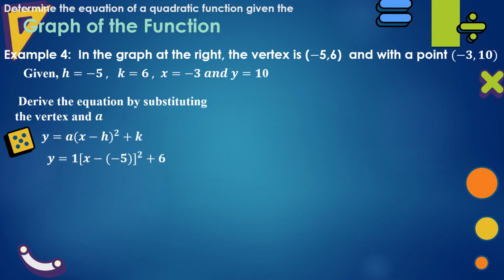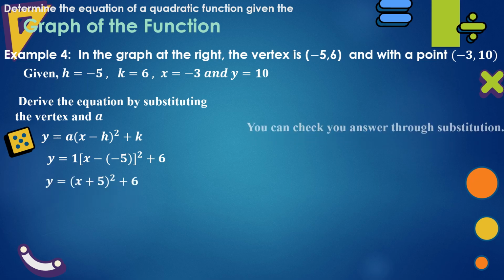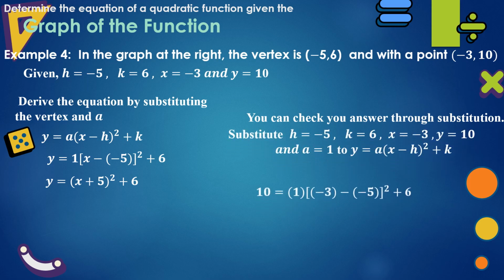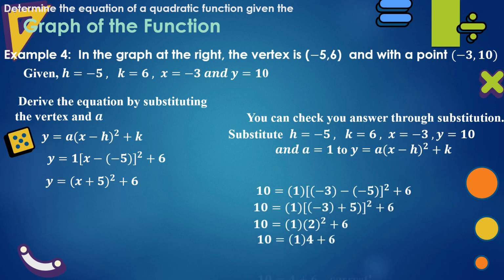Derive the equation by substituting the vertex and a. A is 1, h is negative 5, k is 6. X minus negative 5 is x plus 5. So the equation is y is equal to the square of x plus 5 plus 6. You can check your answer through substitution, and the left should be equal to the right.